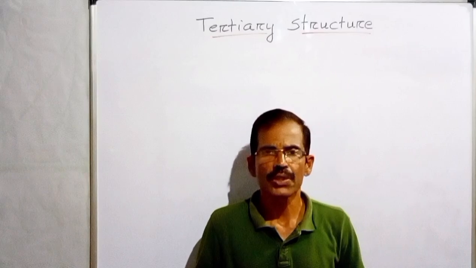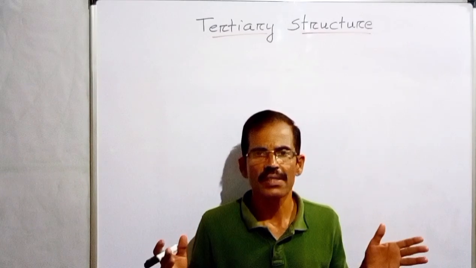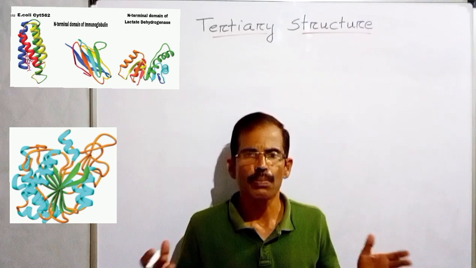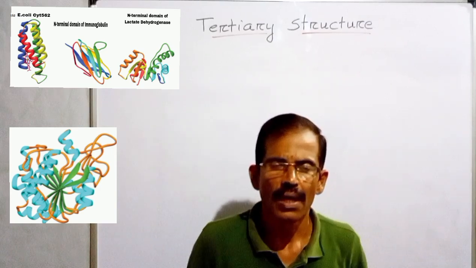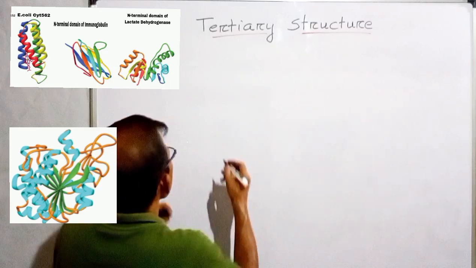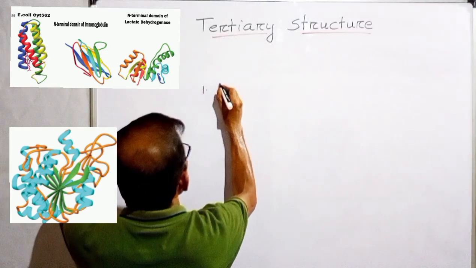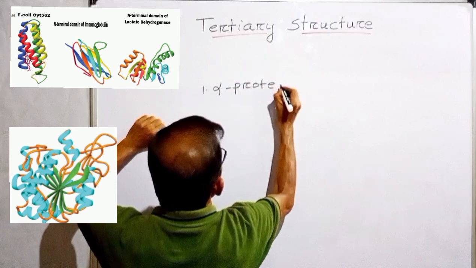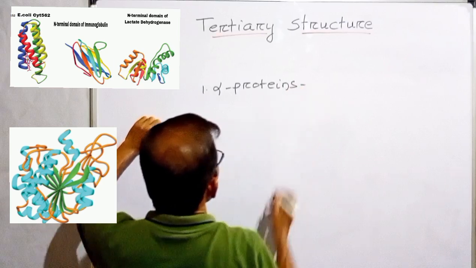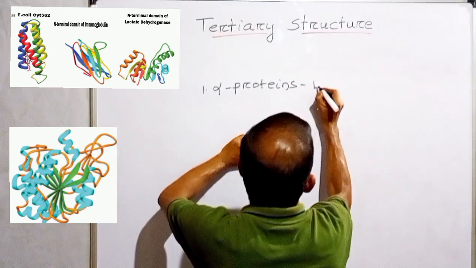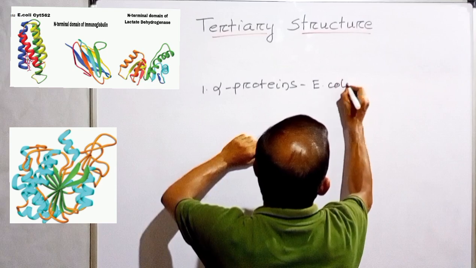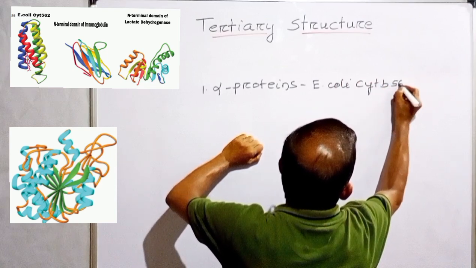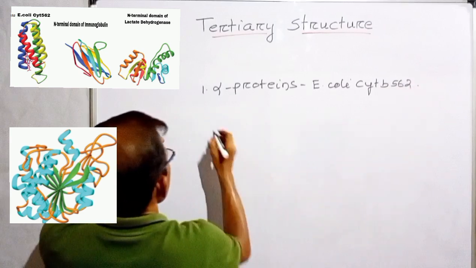Major types of secondary structural elements such as alpha helices and beta pleated sheets occur in globular proteins in varying proportions and combinations. Based on this, proteins can be classified into three different groups. First one is alpha protein, which consists mainly of alpha helices. E. coli cytochrome b562 is an example of an alpha protein. It consists mainly of alpha helices.